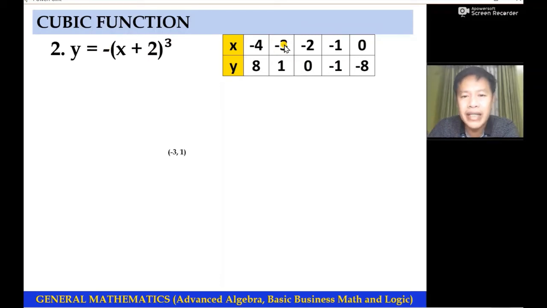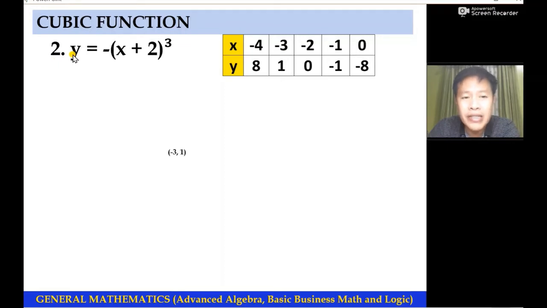We will proceed with negative 3. If x is equal to negative 3, negative 3 plus 2 is negative 1. Negative 1 raised to 3: negative 1 times negative 1, positive 1. Positive 1 times negative 1 is negative 1. Negative 1 times negative 1 is positive 1 already. Meaning, you are going to substitute the given value of x and solve for the value of y.